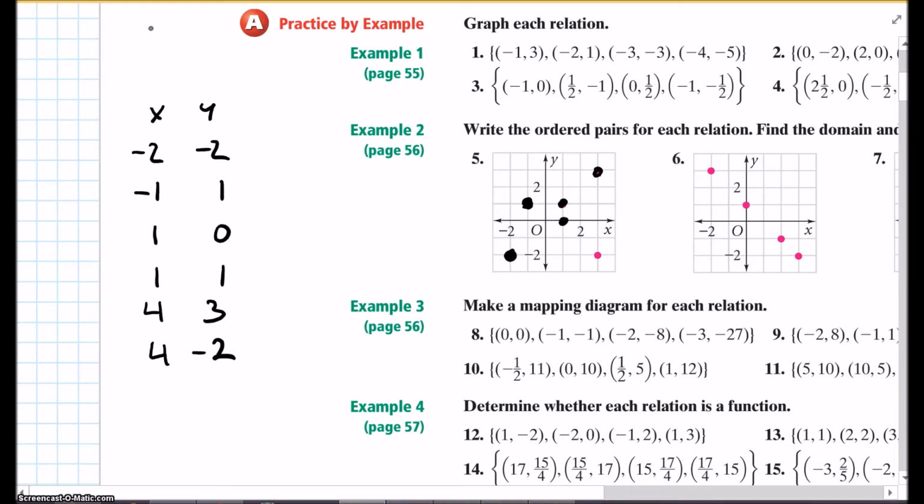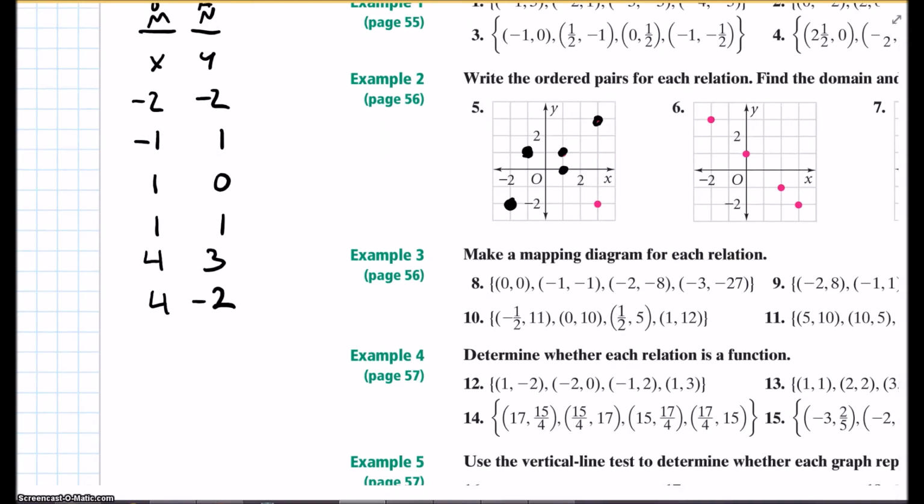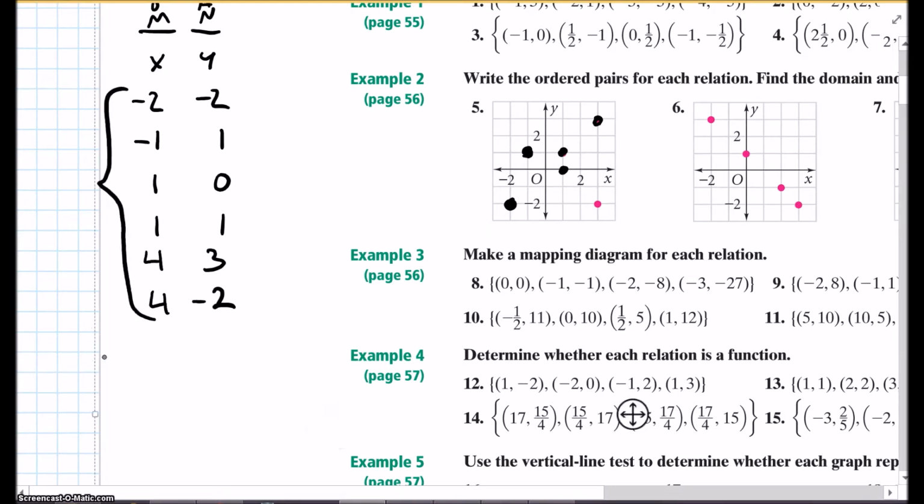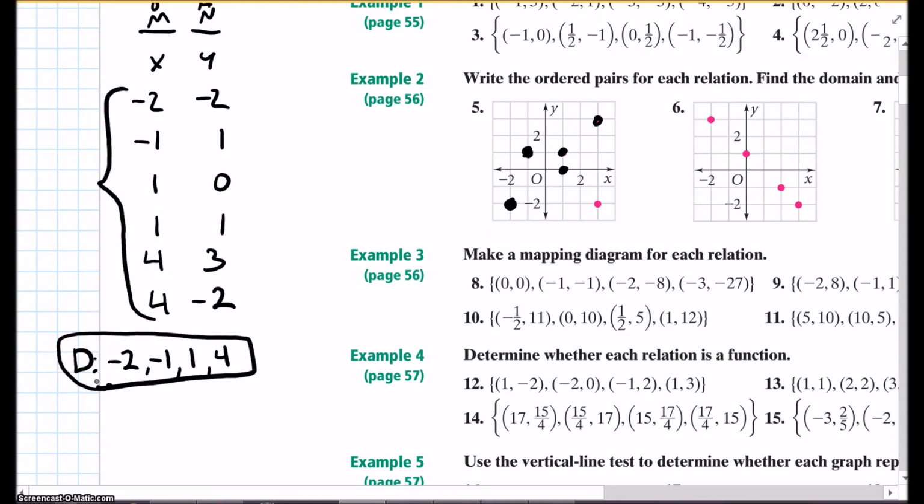Okay, well the domain's the x values, and the range is right here. So our domain is that list without the repeat. It's just this without the repeat. So our domain is -2, -1, 1, and 4. All right, our range, we don't have to list repeats. I like to go in negative order, so from least to greatest, -2, 0, 1, and 3.